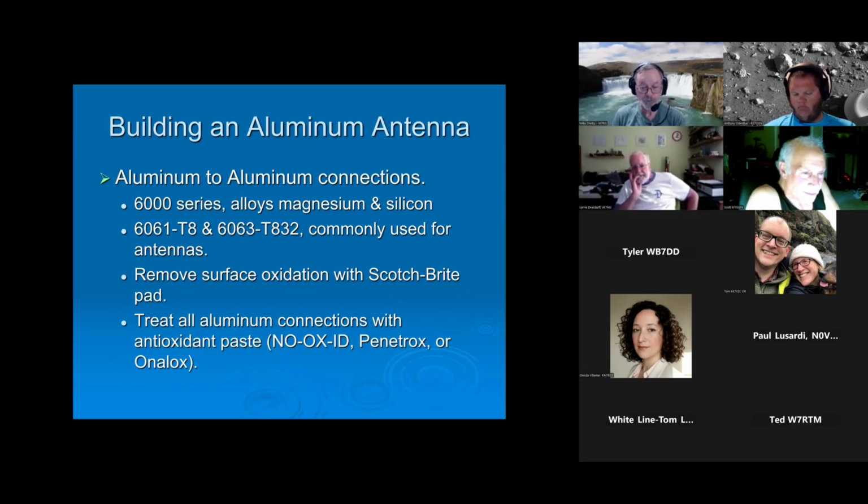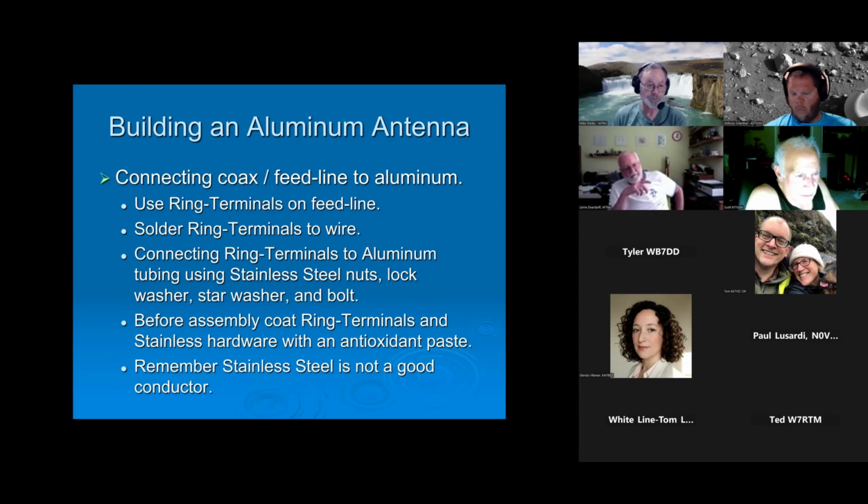And so the nice way of doing it is using Scotch-Brite to peel off that oxidation. And then you use a little bit of Noalox or Penetrox or something like that on that connection, and then you clamp together. If you don't clean that surface off and you try and clamp it together, you end up with a big old fat open there, and that antenna is not going to work for you at all. You've got to clean that oxidation off before you clamp it together.